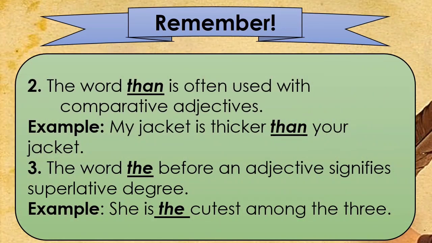The word than is often used with comparative adjectives. Example: my jacket is thicker than yours. Now, the word the before an adjective signifies superlative degree. Example: she is the cutest among the 3.